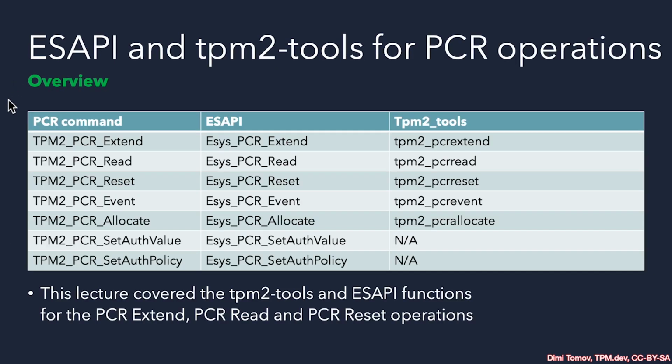A summary of what we learned in this lecture. These are the TPM2 commands available to us for using PCRs. Here are their ESAPI equivalents, and then here are the TPM2 tools available currently. What you can see is that the PCR set auth value and PCR set auth policy do not have their counterparts when it comes to TPM2 tools. However, all of the core operations PCR extend, read, reset, and even allocate are available to us, which is very useful for experimenting and developing an application later in ESAPI.